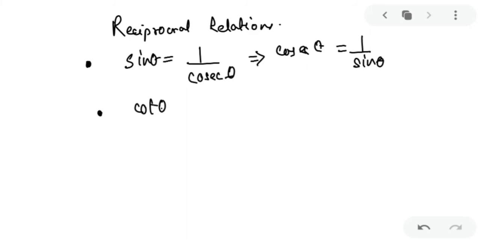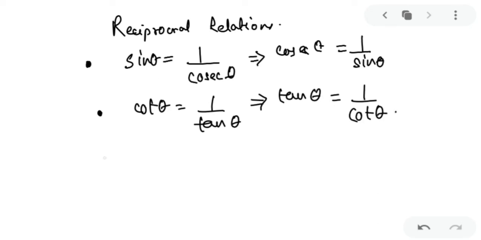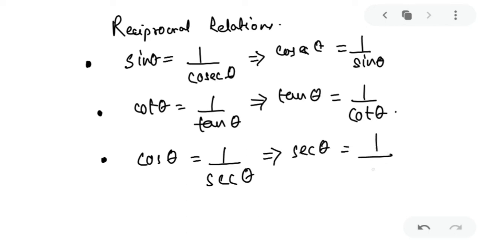Second is cot theta is equal to 1 upon tan theta. And tan theta is equal to 1 upon cot theta. Your third is cos theta is equal to 1 upon sec theta, and sec theta is equal to 1 upon cos theta. My dear kids, I will also give you complementary relations.